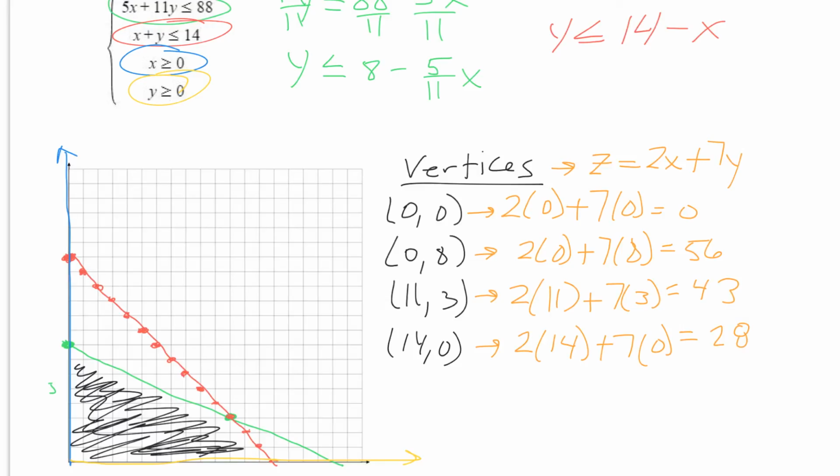So I'm looking for that maximum value. As I look through these numbers here, the biggest number I have is the 56, which means 56 is my maximum value, and I get that at the point 0, 8. So I can say for my final answer that the maximum occurs at 0, 8, with a max value of 56.